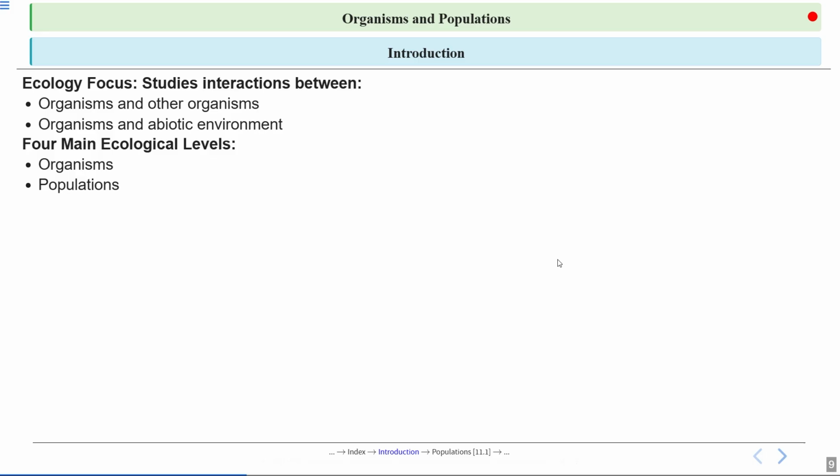The next level is population, as we have discussed. The population consists of all the individuals of a particular species living in a specific area. For example, a herd of elephants in a savanna represents a population.